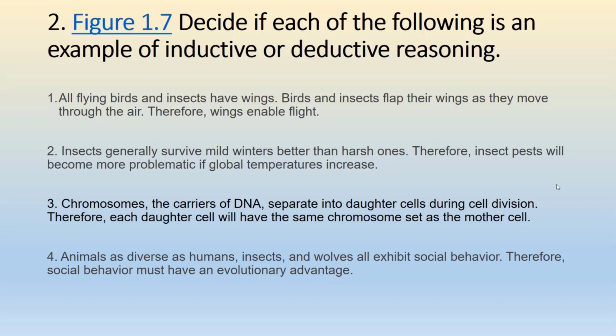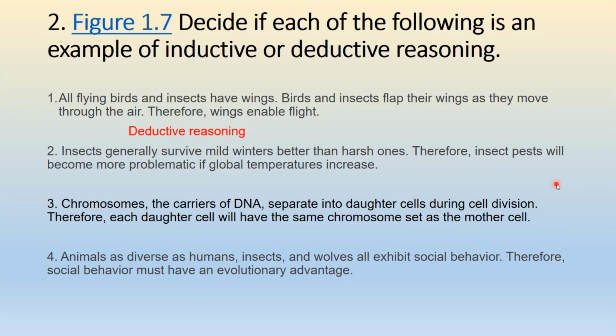So all flying birds and insects have wings. That's the statement. Birds and insects flap their wings as they move through the air. Therefore, wings enable flight. So this is an example of deductive reasoning. Why? It starts with the general premise, all flying birds and insects have wings, and applies that premise to a specific situation. What is that specific situation? That birds and insects have wings, and they flap their wings as they move through the air, to draw a specific conclusion which enables flight.